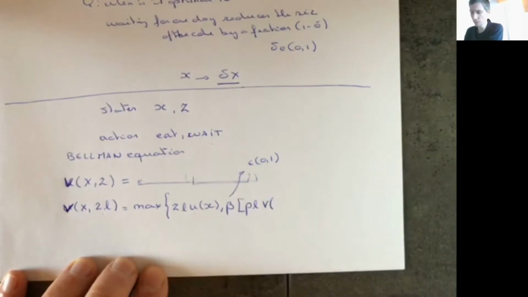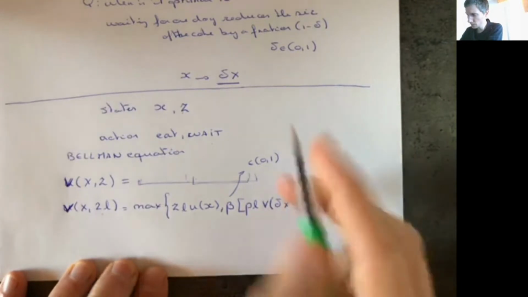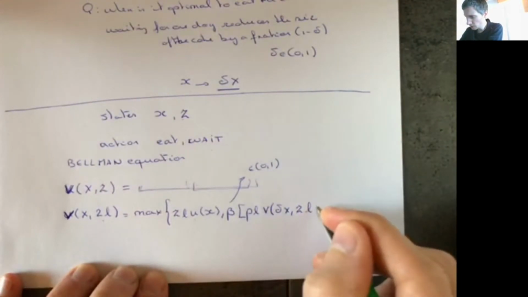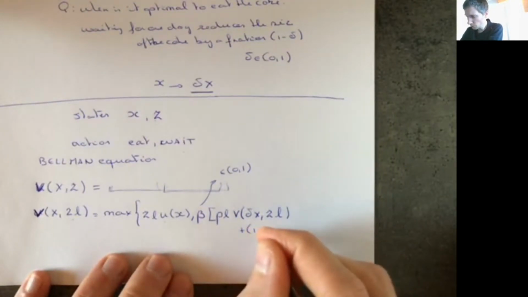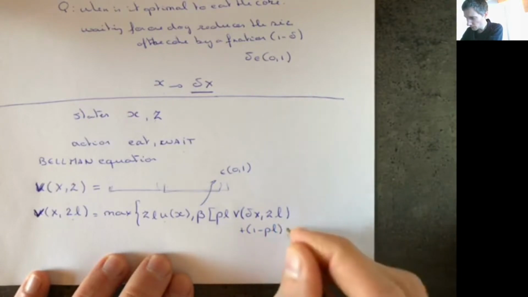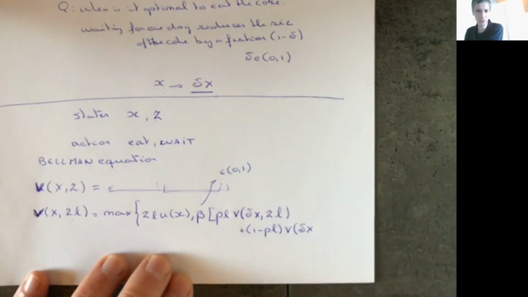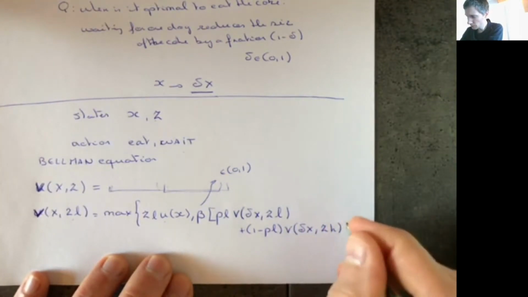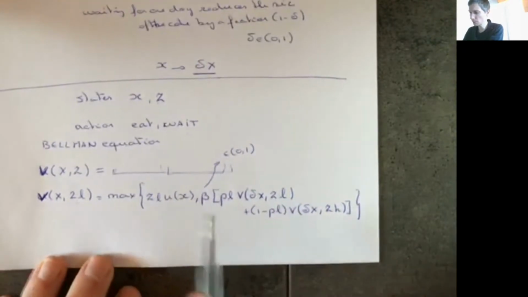I have V. What's the size of the cake tomorrow? Well, it will be delta times x, because the cake reduces in size. And then I will have the taste ZL. And then with probability 1 minus PL, tomorrow I will have a size delta x, and I will have a taste ZH tomorrow. Okay, so this is the Bellman equation.